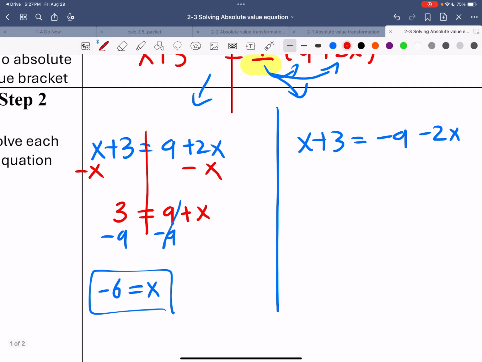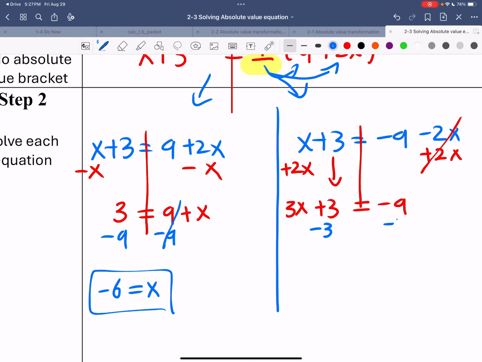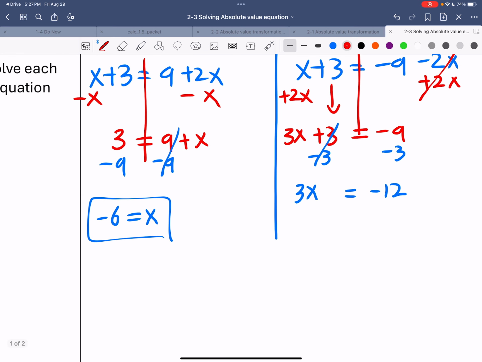Question on the right, because I do not want to deal with negative, I will do plus 2x on both sides. But as long as you get rid of 1x, you're fine. Oh, it's a plus. So x plus 2x is 3x. But I still have plus 3 equals negative 9. Minus 3 on both sides. You will have 3x equals negative 12. And when you divide each number by 3, you will get x equals negative 4. So we have two answers.